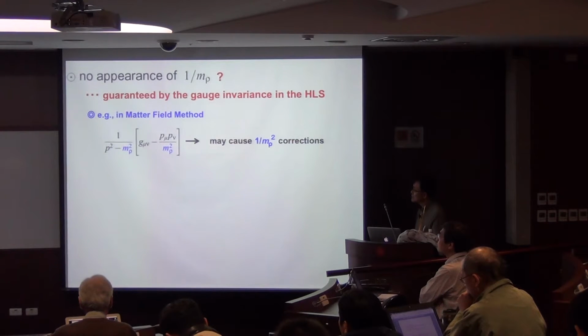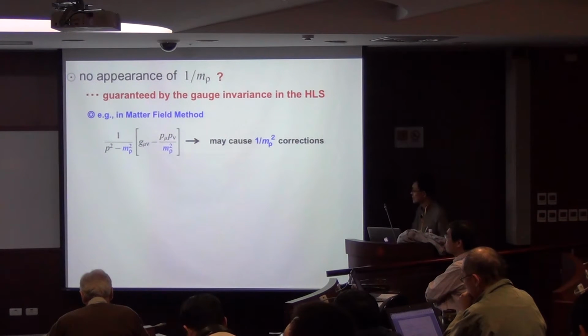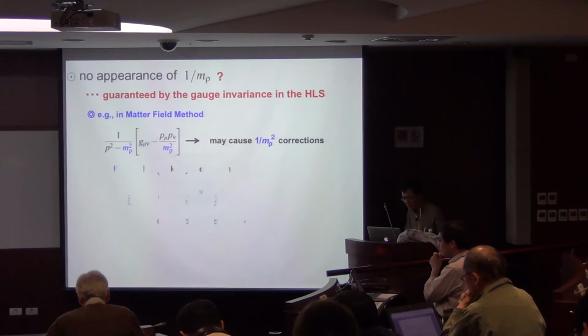Okay, if you naively use the so-called matter field method, if the rho propagator is given by this one, then you can imagine that this is a unitary gauge propagator. In that case, M rho square appears in the denominator. Then you may wonder, this propagator may cause the existence of 1 over M rho square correction at a higher loop level.